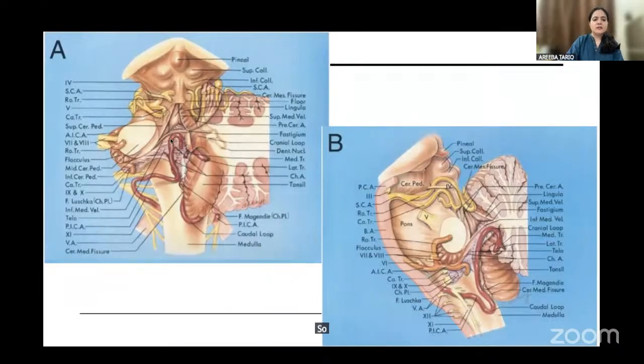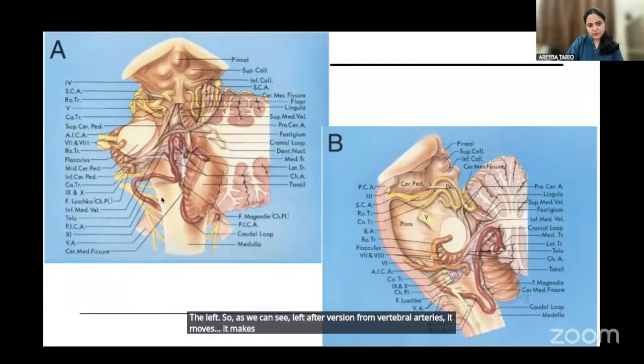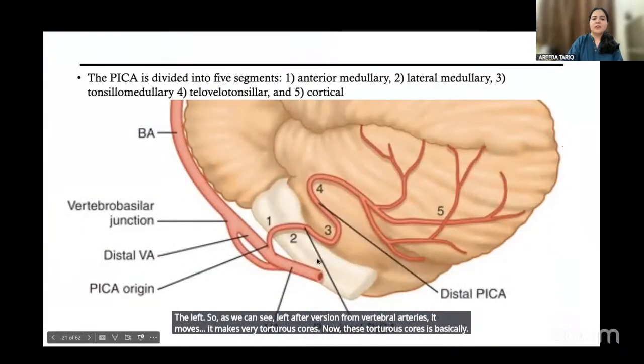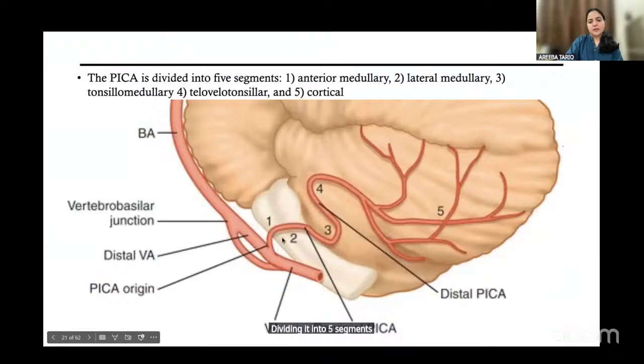So this is the right PICA, and this is the left. As we can see, after erosion from the vertebral arteries, it makes a very tortuous course. Now this tortuous course is basically dividing it into 5 segments. What are the 5 segments of the PICA?